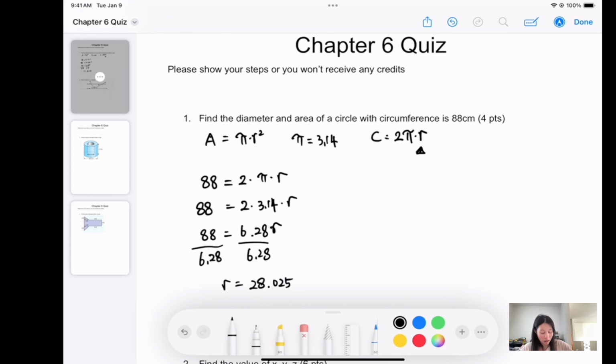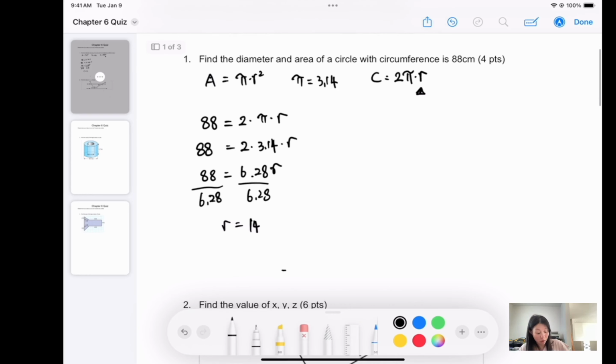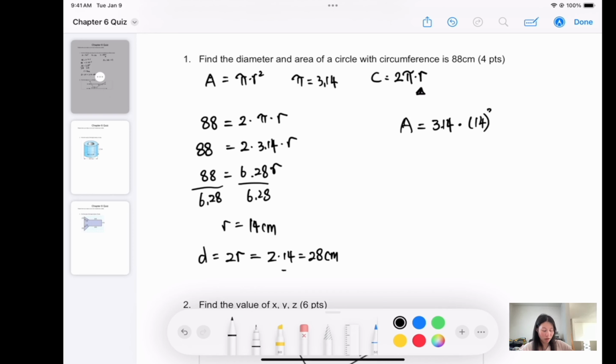That's fine. Now, radius 14 something. That's diameter. So if you have the radius, the diameter is equal to 2 times the radius, which is 2 times 14 centimeters, equal to 28 centimeters. Don't forget about the units. Now the next thing is we already have the radius, so we will be able to find the area of the circle. It's equal to 3.15 pi times the radius r squared, which is 14 squared.